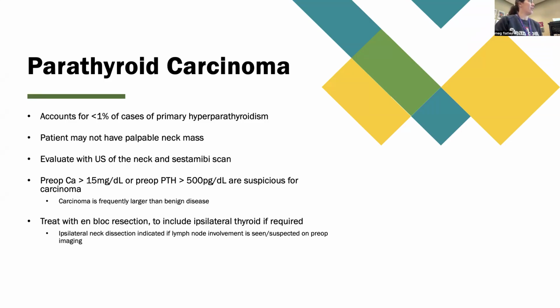So in this case, you want to, again, get your ultrasound of the neck and your sestamibi scan. One, because you'll probably have to do an ipsilateral thyroidectomy for parathyroid carcinoma, and this will allow you to evaluate for any concomitant thyroid pathologies. And in these patients, you only need to do a lymph node dissection if you suspect it preoperatively.